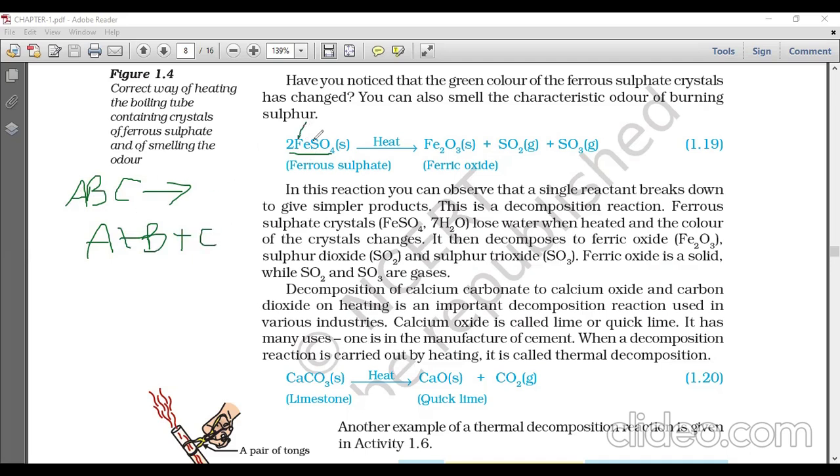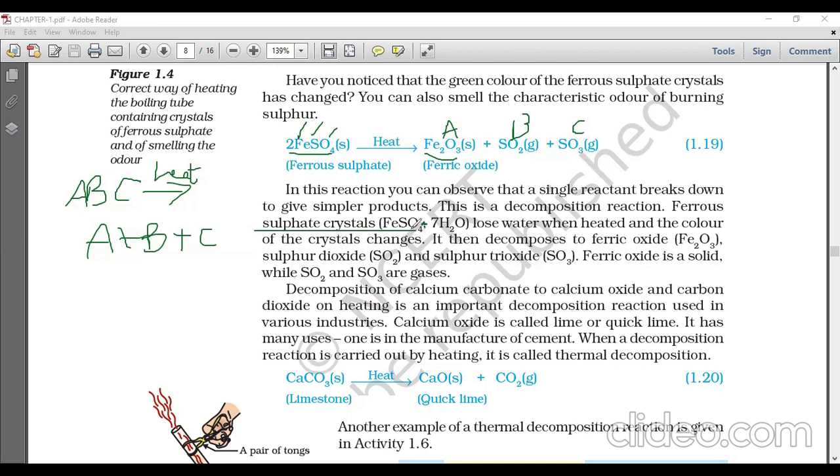Now see, how many atoms are there? Iron Fe 1, sulfur 1, oxygen 1, total 3. It is a compound. After heating, it decomposes, that is, it divides. Let us consider this as A, B, C. When one single product divides into three simpler compounds or elements, it is an example of a decomposition reaction. What is the ferrous sulfate formula? FeSO4.7H2O.